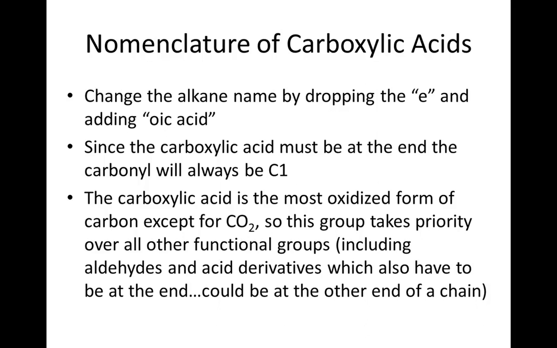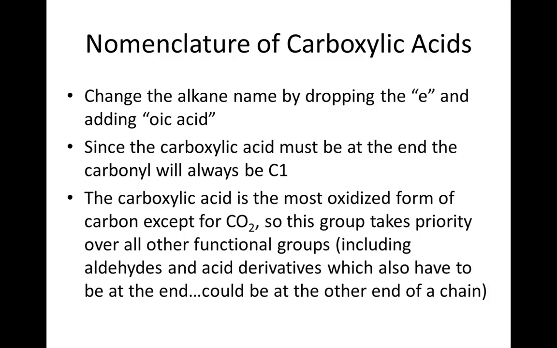The nomenclature of carboxylic acids is going to require us to take the alkane name and drop the final E and put in the word oic, skip a space, and then the word acid. And because the carboxylic acid is the highest oxidation level for carbon, except for CO2, it is the highest priority group that we've studied. And so it will take priority, plus the fact that the carboxylic acid has to be at the end of the chain. So it's going to be carbon number 1.